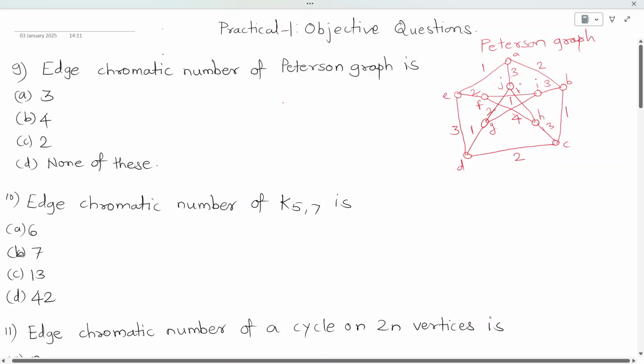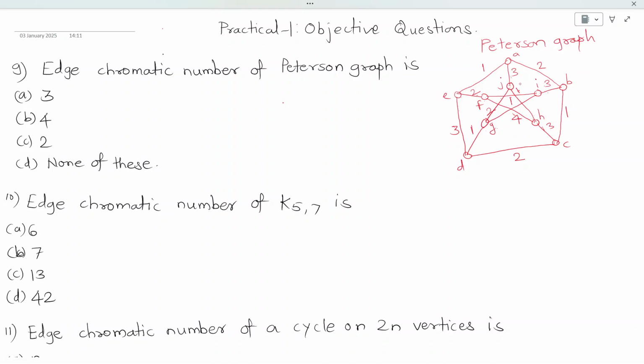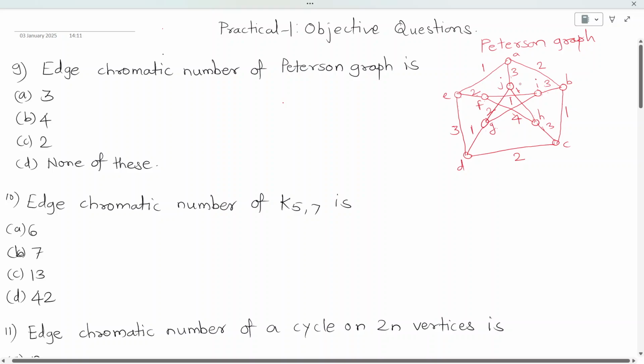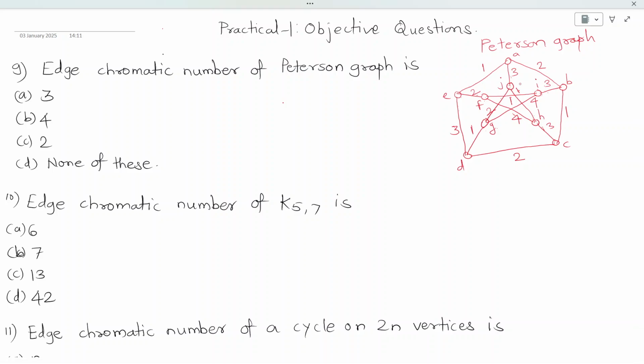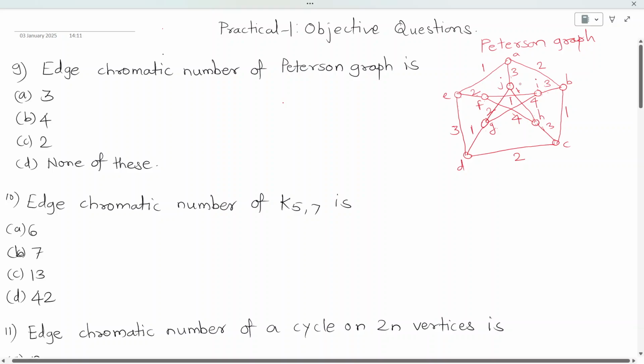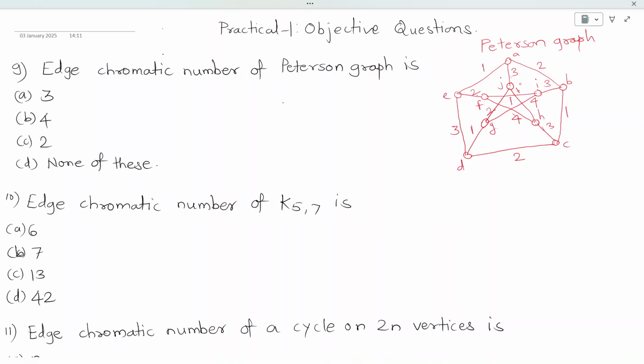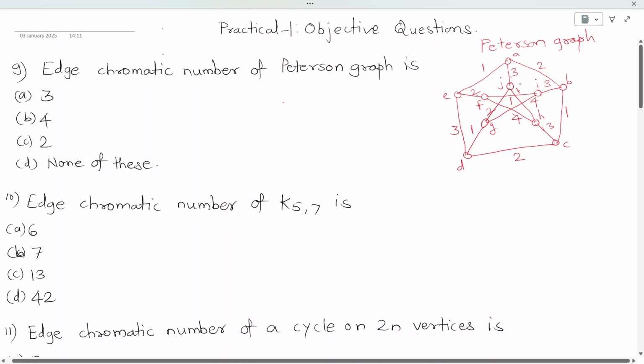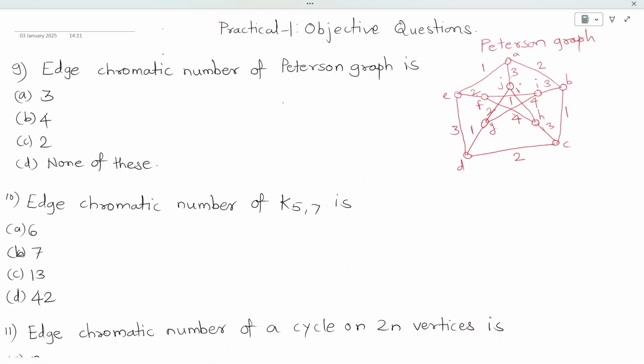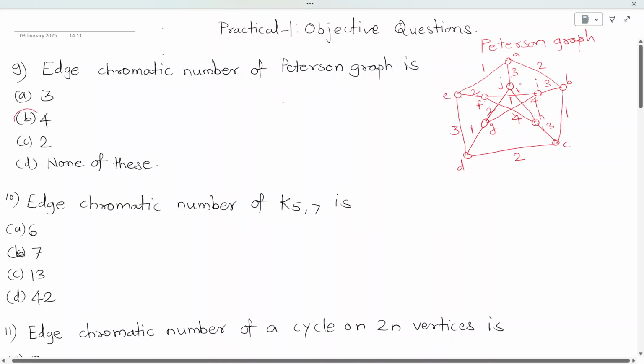And the only edge that remains is GI. We cannot assign color 3 to GI. Similarly, we cannot assign color 1 to GI, or 2 to GI. So we have to use color 4 for GI also. Now let us check whether GI and FH are adjacent. No, GI and FH are not adjacent. So we can use color 4 to color edges FH and GI. So by using 4 colors we have colored the Petersen graph. So the edge chromatic number of the Petersen graph is 4.